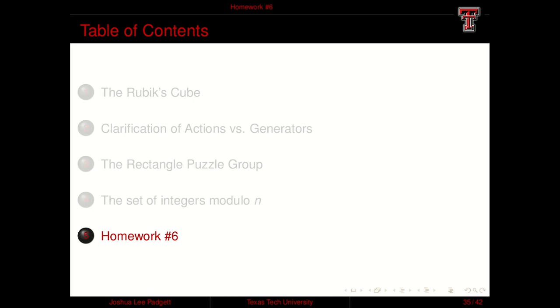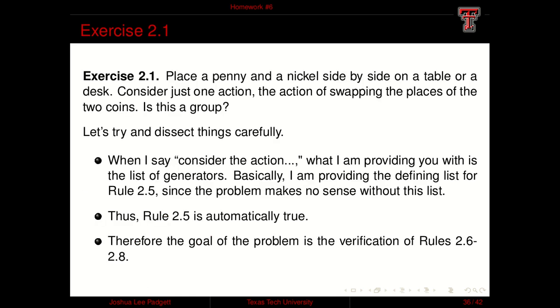Now, the last thing I want to do is quickly clarify some things with the homework. So homework, or say exercise 2.1, is: place a penny and a nickel beside one another on a table or a desk and consider just the action of swapping the places of the 2 coins. So what you can think of is, let's say penny over here, nickel over here. My action is move nickel, move penny. If I apply it again, it moves nickel, move penny, and so on and so forth.